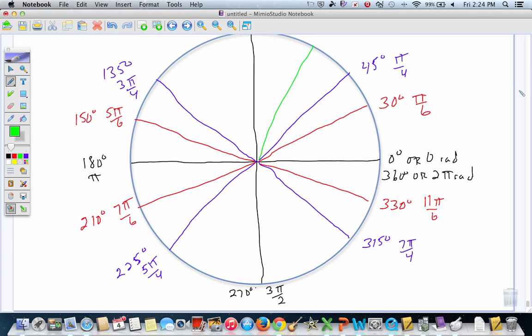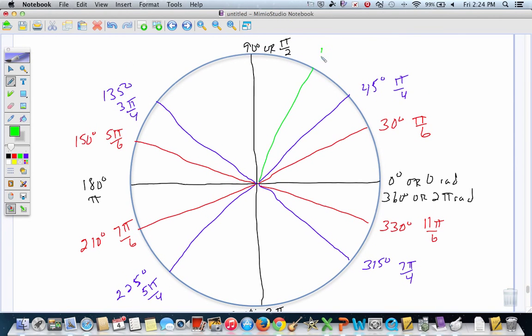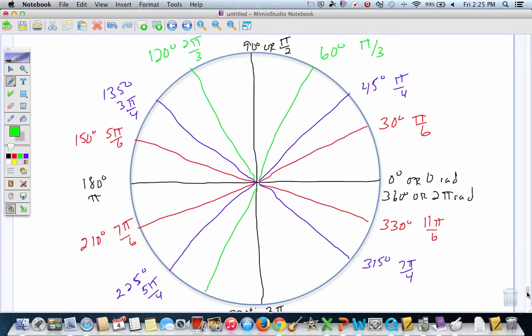We would have one more set of angles here. That angle here in the first quadrant would be 60 degrees. And 60 degrees is the same thing as pi over 3 radians. And we'll have the same type of situation, a family of those graphs. I have 120 degrees, which is 2 pi over 3. 60 times 2 gets me 120, so 2 times pi over 3 gets me 2 pi over 3.